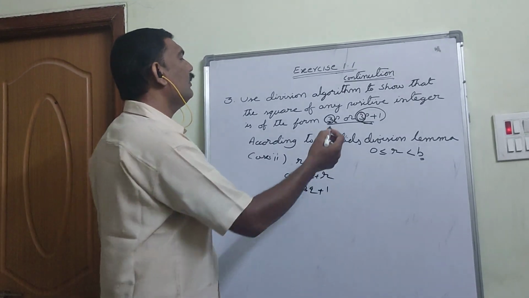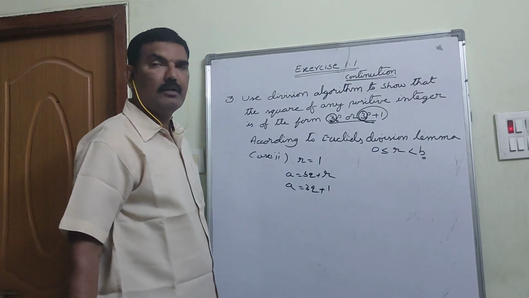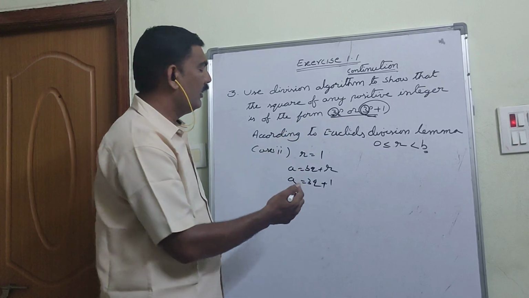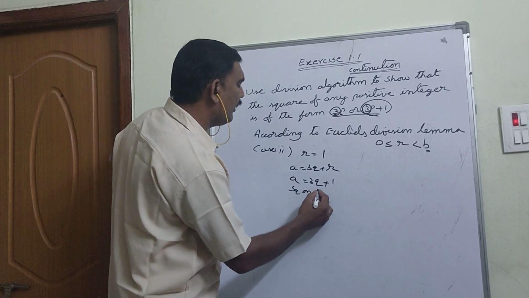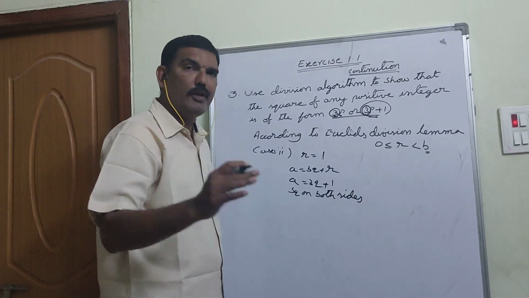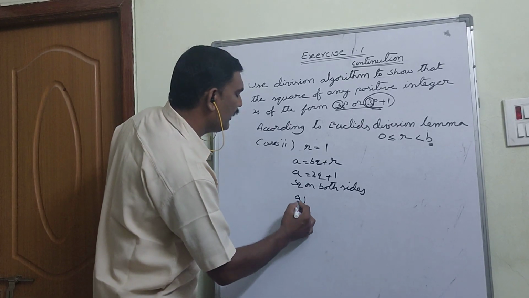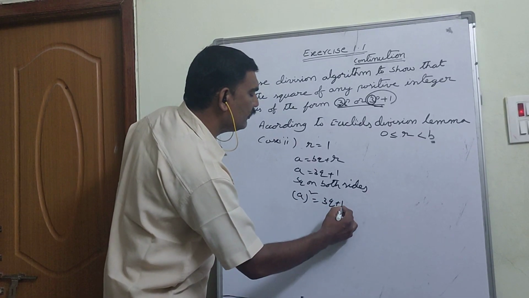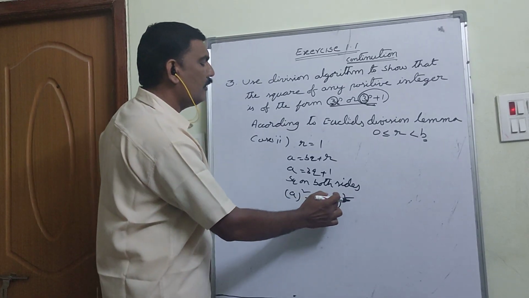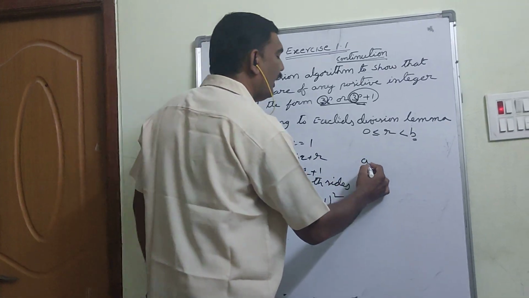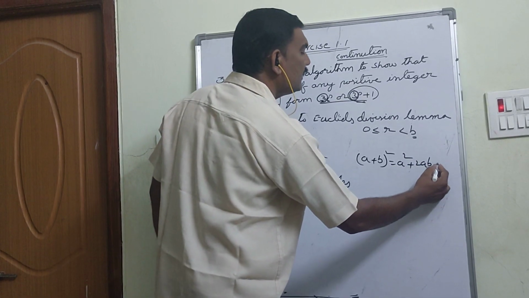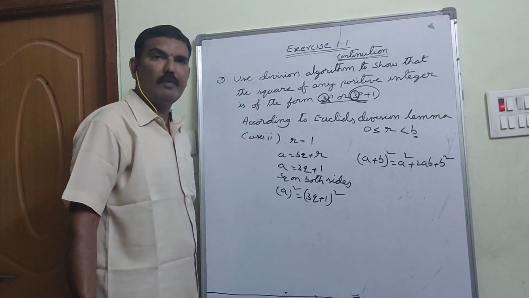Now what you have to prove? Square of positive integer. So positive integer is a only and you have to get its square. To get square, squaring on both sides. Already you know about it. a square is equal to 3q plus 1 whole square. So 3q plus 1 whole square, if you simplify, you have to use the formula of a plus b whole square is equal to a square plus 2ab plus b square.